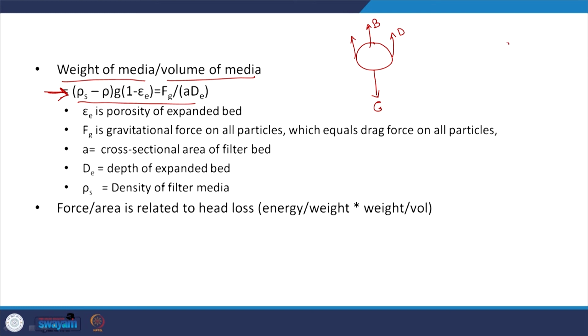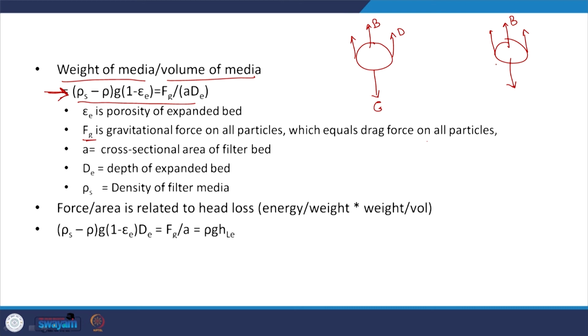Even now it is going to be the same, gravity is always going to be there and buoyancy too. But here the particle is not moving down, or at least the drag is due to the water moving past it. So, again from that you can get the relevant equation. Yes. So, that is where you will get this equation from. That is why we have F subscript g, the gravitational force on all particles, which is equal to the drag force on all particles. That is the assumption here.